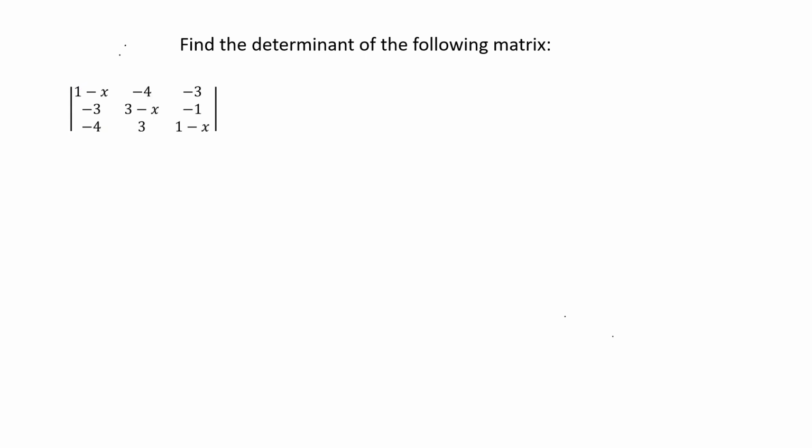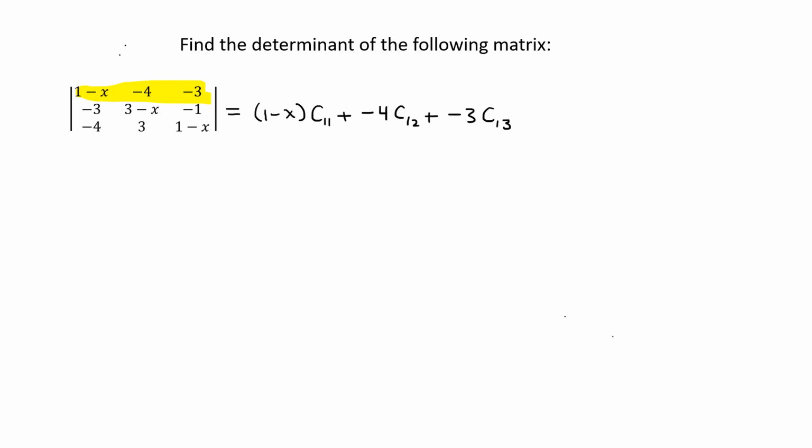Sometimes there's just nothing to be done. There are no rows with zeros in them. So we just need to buckle down, choose a row or column, and try expanding. So in this example, let's expand across the first row. Sometimes our matrices will store functions in. So we calculate 1 minus x times c11 plus negative 4 times c12 plus negative 3 times c13.